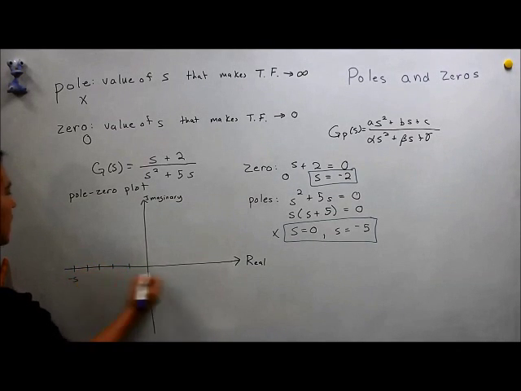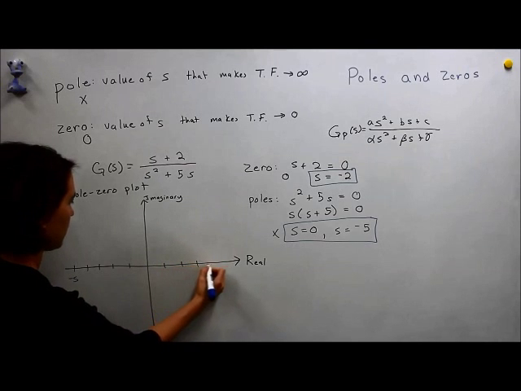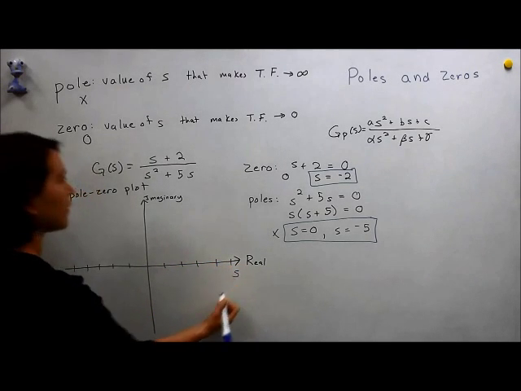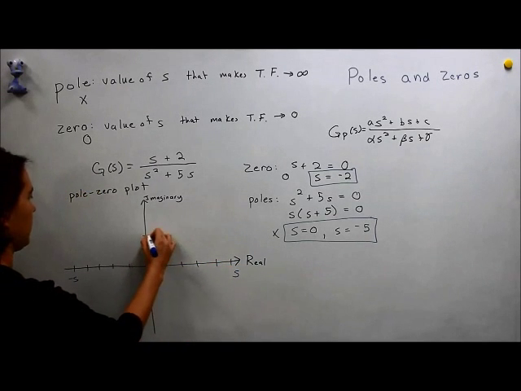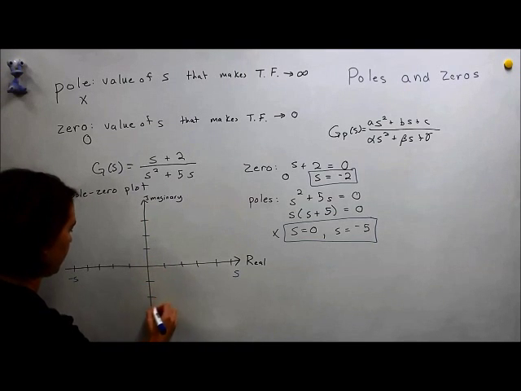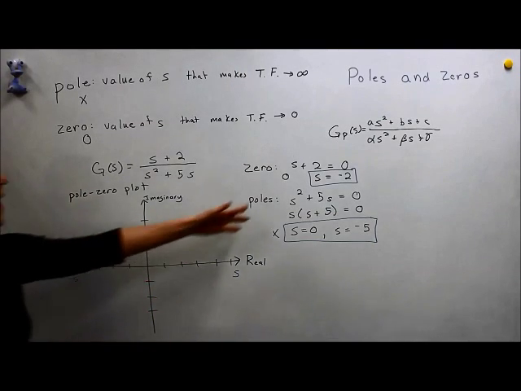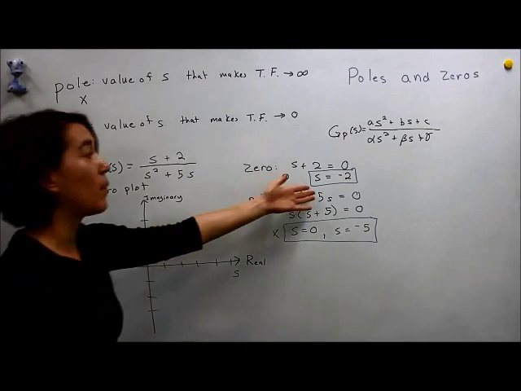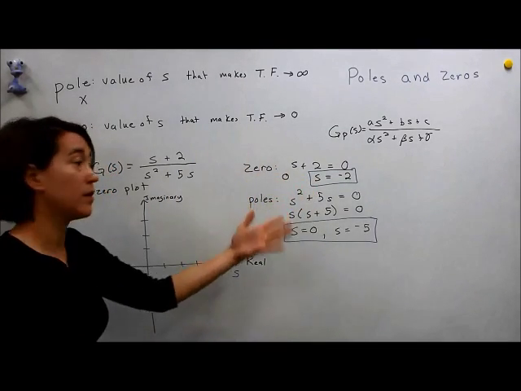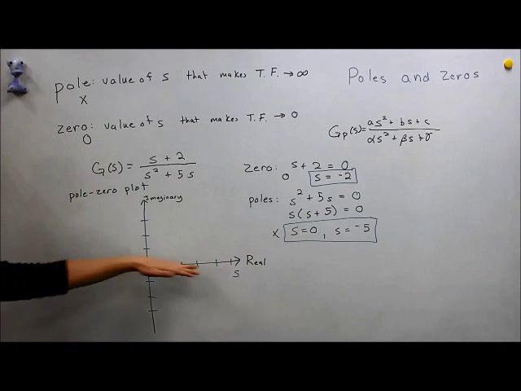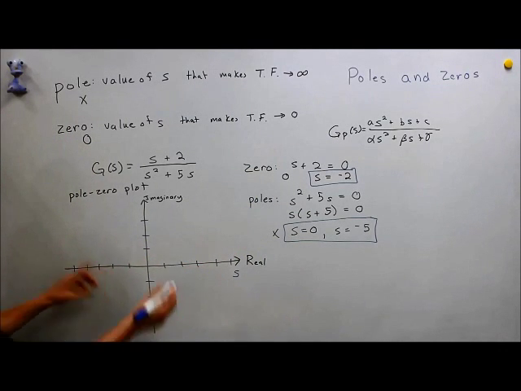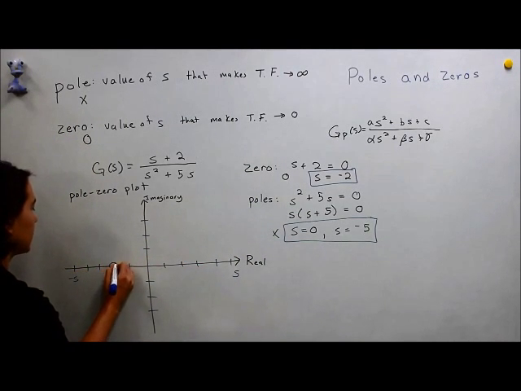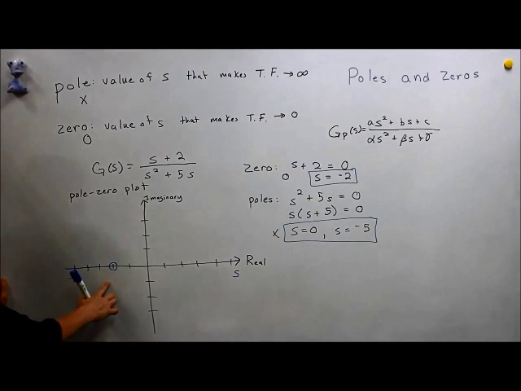So here's negative 5. Okay, so we have negative 2 is one of our zeros, there's no imaginary component, it's all real. So we keep on the real axis and we go to -2 and we put a circle. So that's our 0 at -2.